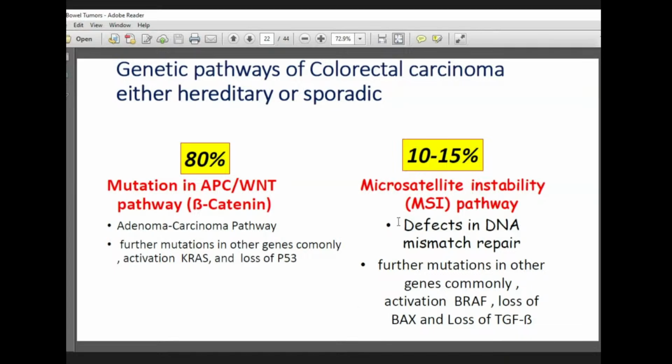So colorectal carcinoma, in either hereditary or sporadic, 80% of the time is due to mutation in the APC gene, the adenoma-carcinoma pathway, with further mutation in KRAS and P53 genes. 10 to 15% is microsatellite instability or mismatch repair.